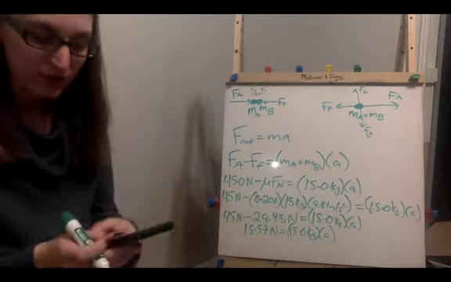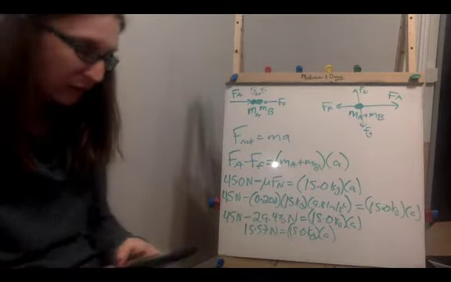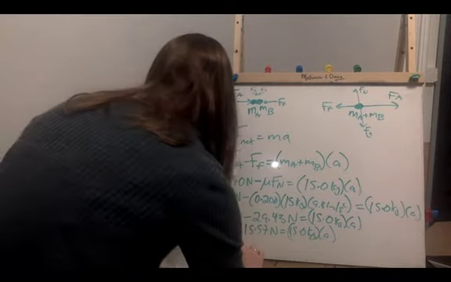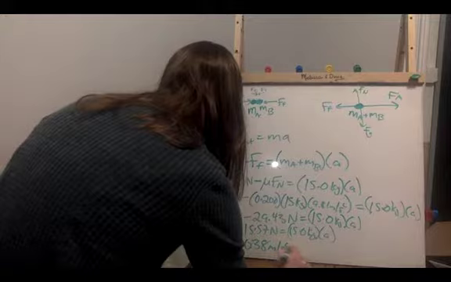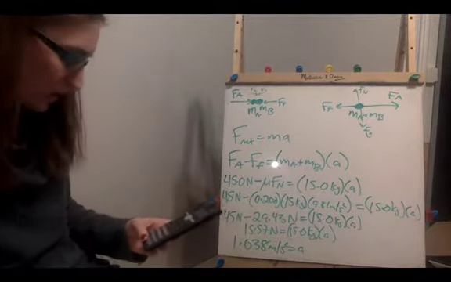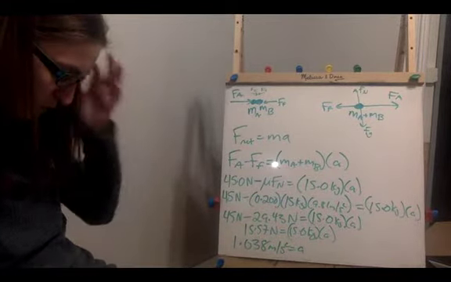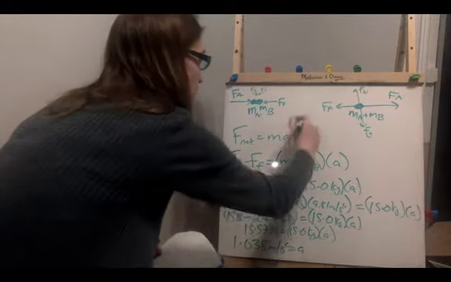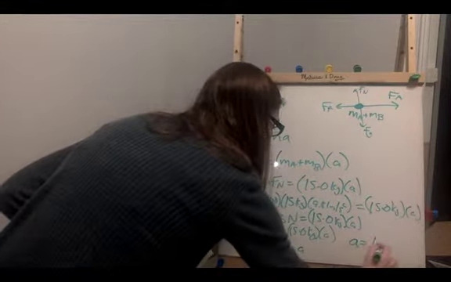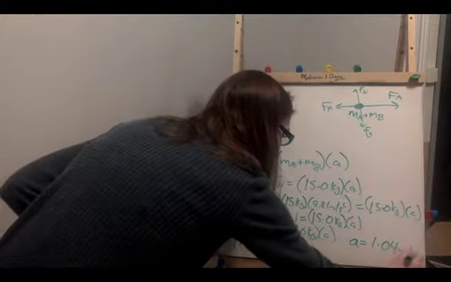So 15.57 divided by 15, and you get an acceleration of 1.038 meters per second squared. And we get, I think, 3 sig figs for this question. So we'll put this as 1.04. Right, so the acceleration of the system is 1.04 meters per second squared.